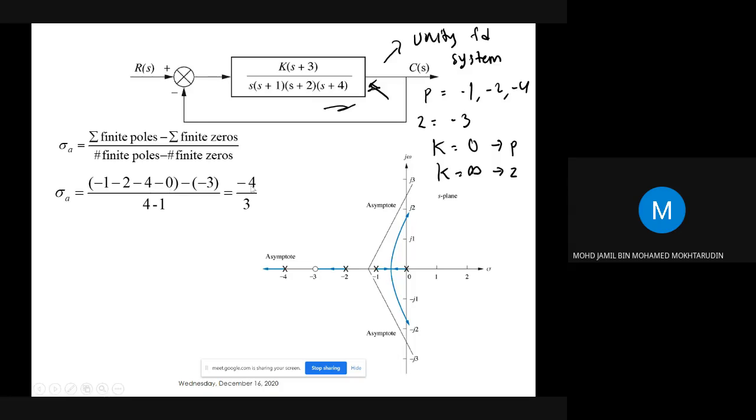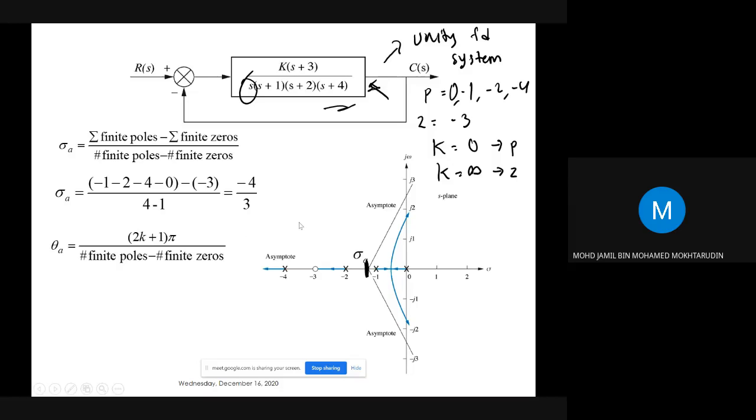So you get -4. And the number of poles, so you have, oh, there is a zero here, sorry, I didn't notice. Okay, so 0. The number of poles is 4 and the number of zeros is 1. So 4 minus 1, you get 3. So the real axis intercept of the asymptote is at -4/3, somewhere here, in between -1 and -2.